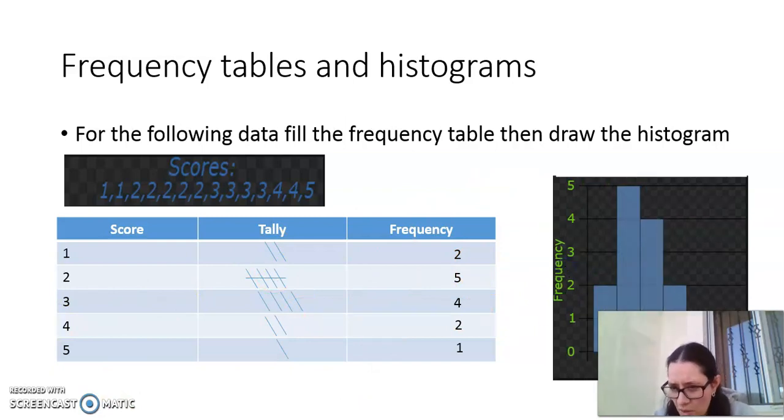So this is the score, this is the number of students or the frequency, and as you can see, it has an x-axis and y-axis, no differences from the vertical bar chart. The only difference here is that there are no spaces between the bars in the histogram.